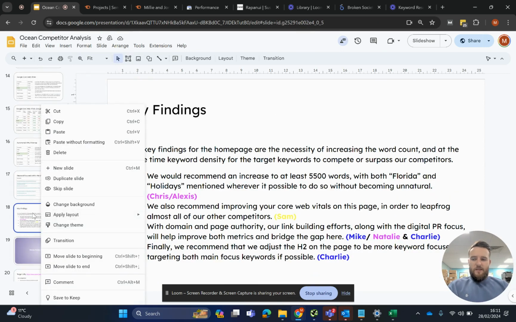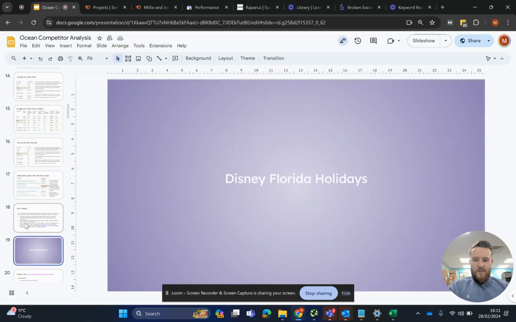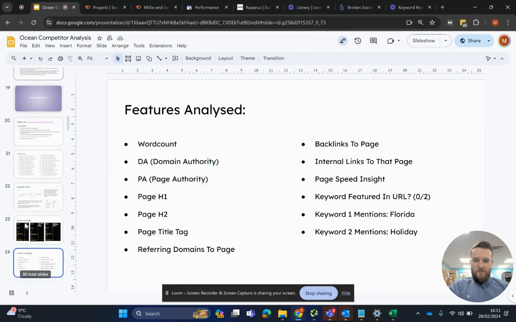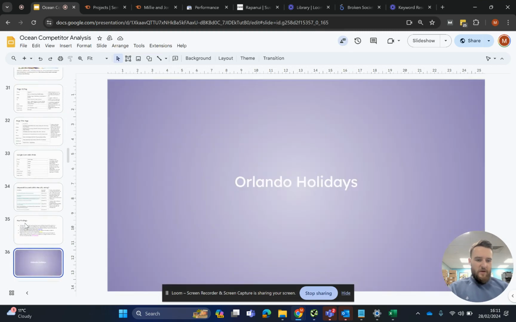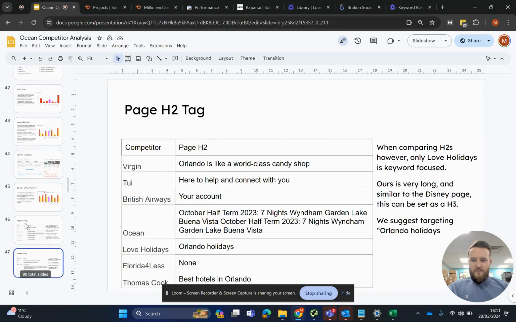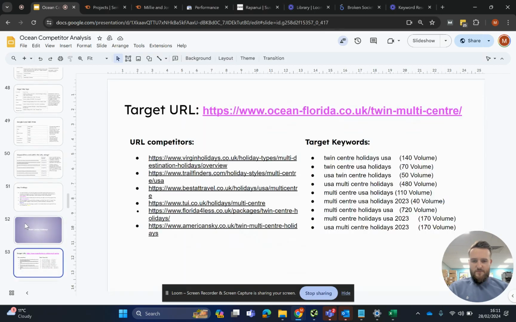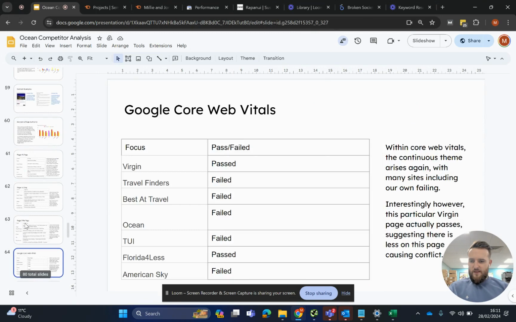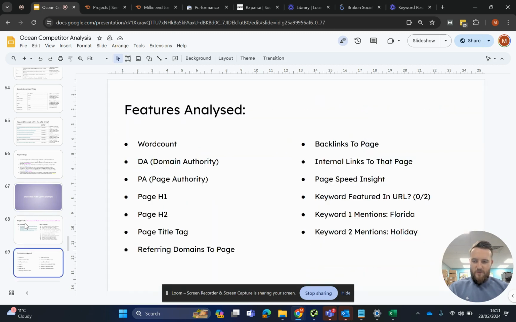And then what are the key findings? What do we need to do to then improve that segment of the website? And then we do the exact same process for the next segment. So in this case, it was Disney holidays. And we went through the exact same process to understand what the next steps are for that segment of the website. Then Orlando holidays. And then also multi-centre, which is an important segment for this business. And I think we also then did villas. Then we looked at an individual multi-centre example. So this is when we would potentially look at an individual product for you.